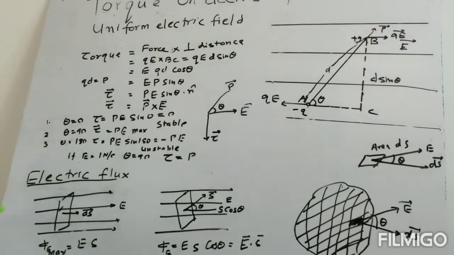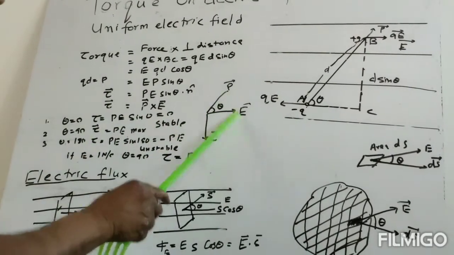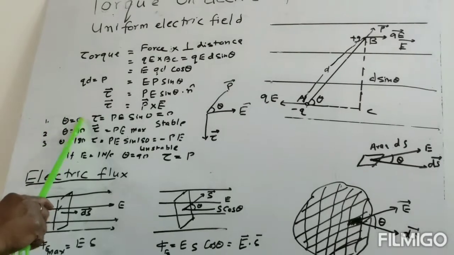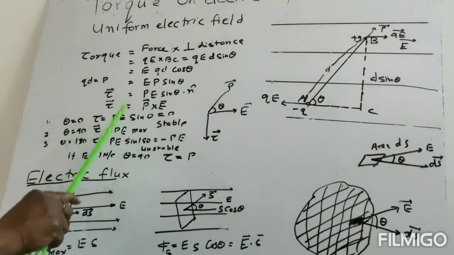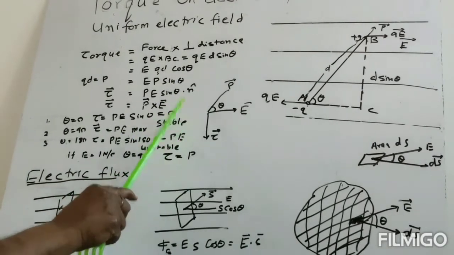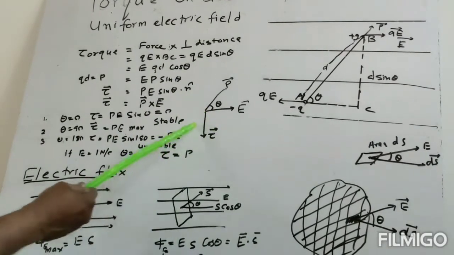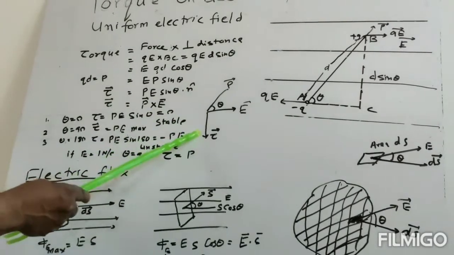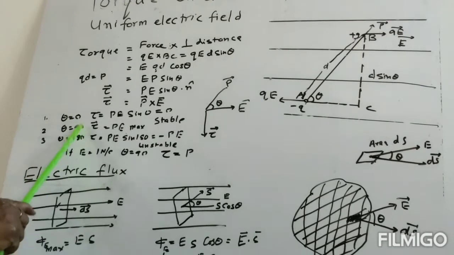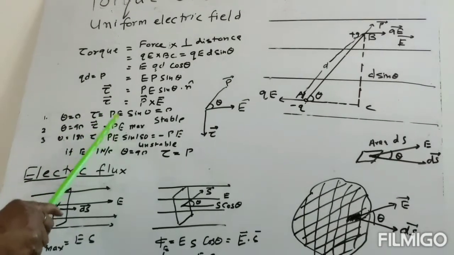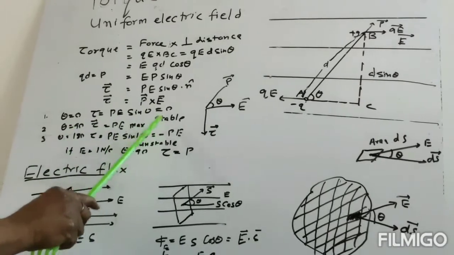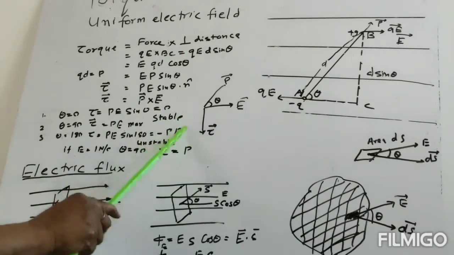Now, what will be the torque at different angles? If angle theta is equal to 0, then torque will be equal to PE sin 0, which is equal to 0. Means the dipole will be at rest, or this condition is stable condition. Second point, when theta is equal to 90, then torque will be equal to PE sin 90, which will be equal to P into E, which is the maximum value of torque.